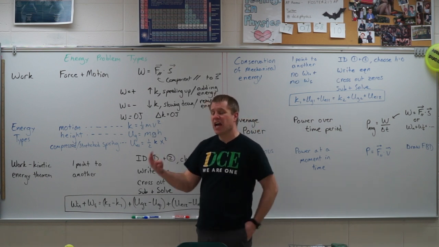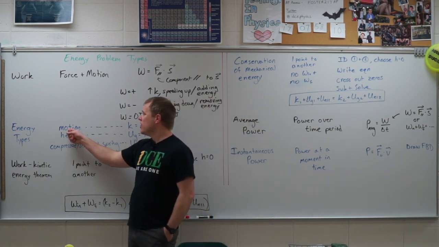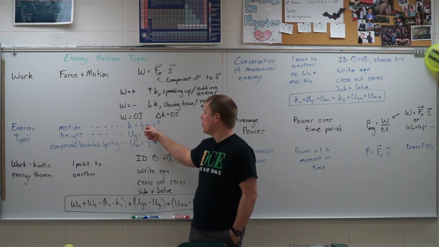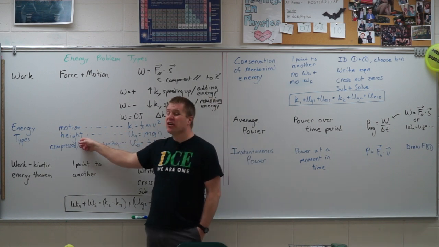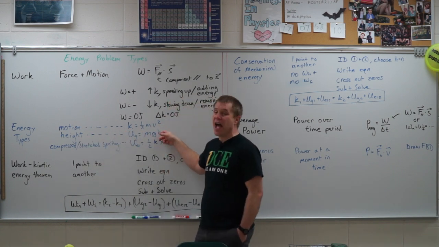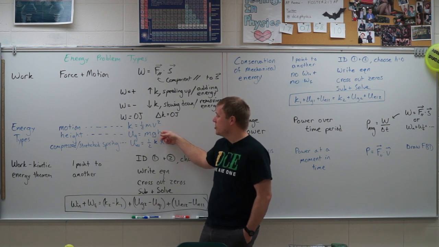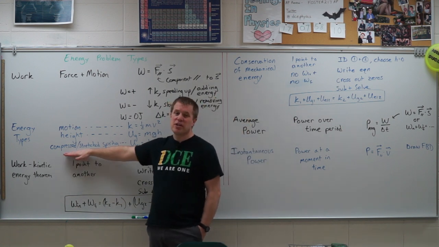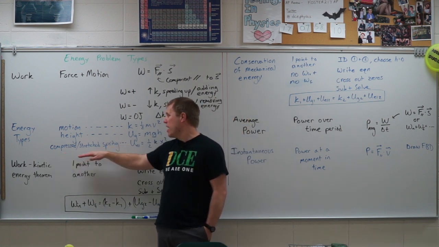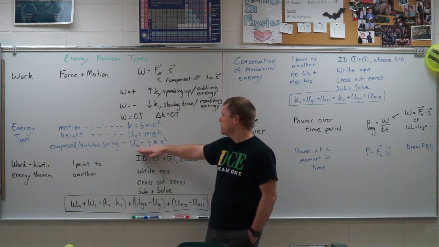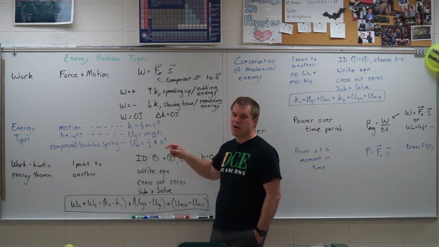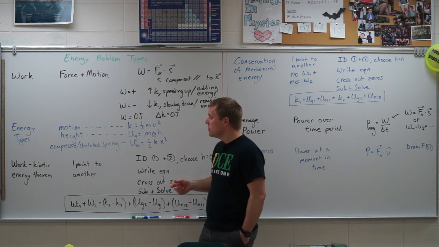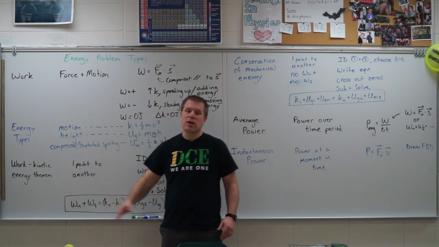Now there are three types of energy we can talk about. There's energy from motion, therefore we have kinetic energy. There's energy from height, therefore we have gravitational potential energy. And there's energy stored in a spring that's stretched or compressed, and that is elastic potential energy, where k here is the spring constant.